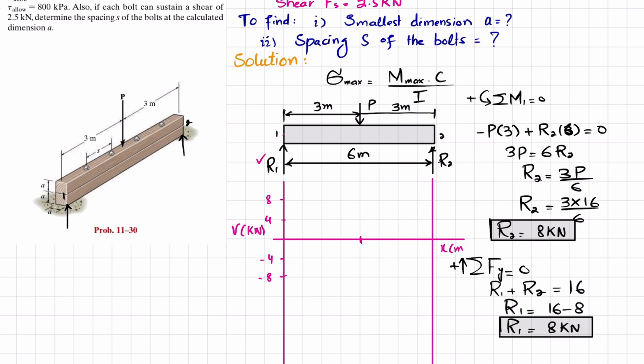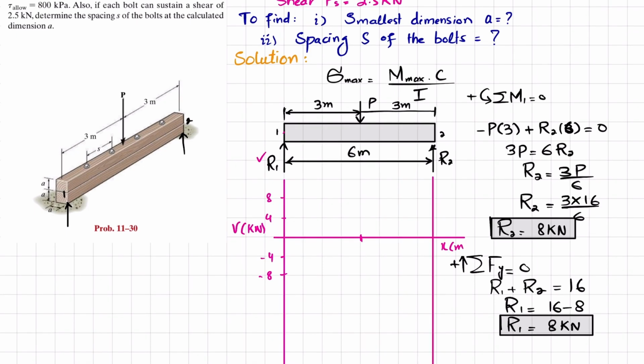At the first point you have R1 which is 8, so the first point will be this one. Now you can see moving from R1 till point B there is no other force, so it will remain the same. At this point you have P which is 16, so 8 minus 16 will bring it down to minus 8.